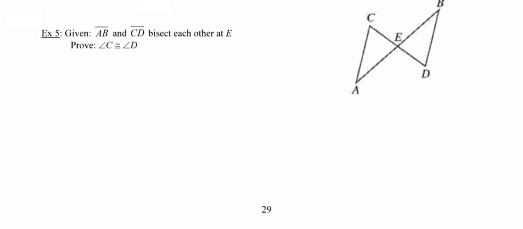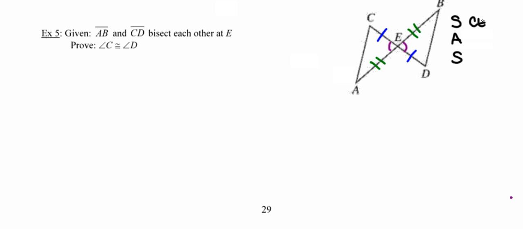The next one says segments AB and CD bisect each other at point E. So in other words, that means segment AB cuts segment CD into two equal pieces, and segment CD cuts segment AB into two equal pieces. All right, so I've got those two pairs of congruent sides, and looking at the diagram, I see the pair of vertical angles at E. So now I'm thinking about proving these triangles congruent using side angle side.